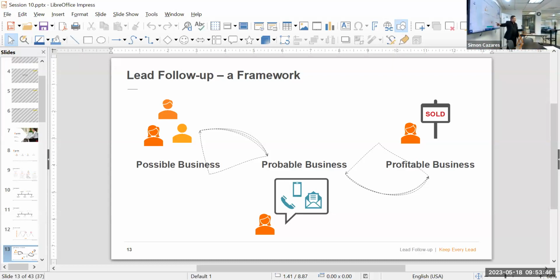So this is all we have to do. Database, different ways of contacting. Now we even have social media where we can stalk them, so it's even better. Okay? And then we can actually build a profitable business.